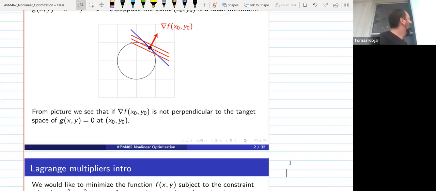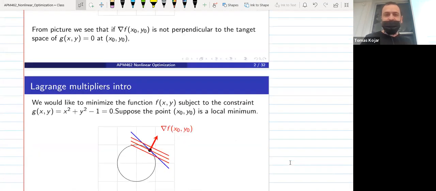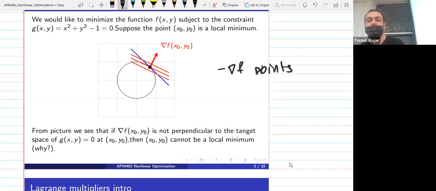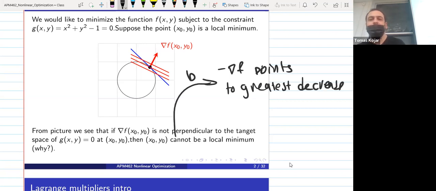So if the gradient is not perpendicular to the tangent line, then it's not the local min, because of that intuition that the gradient points to the greatest increase, and minus the gradient points to the greatest decrease. So that's why it's not a local min. That's the intuition. We'll prove this stuff.